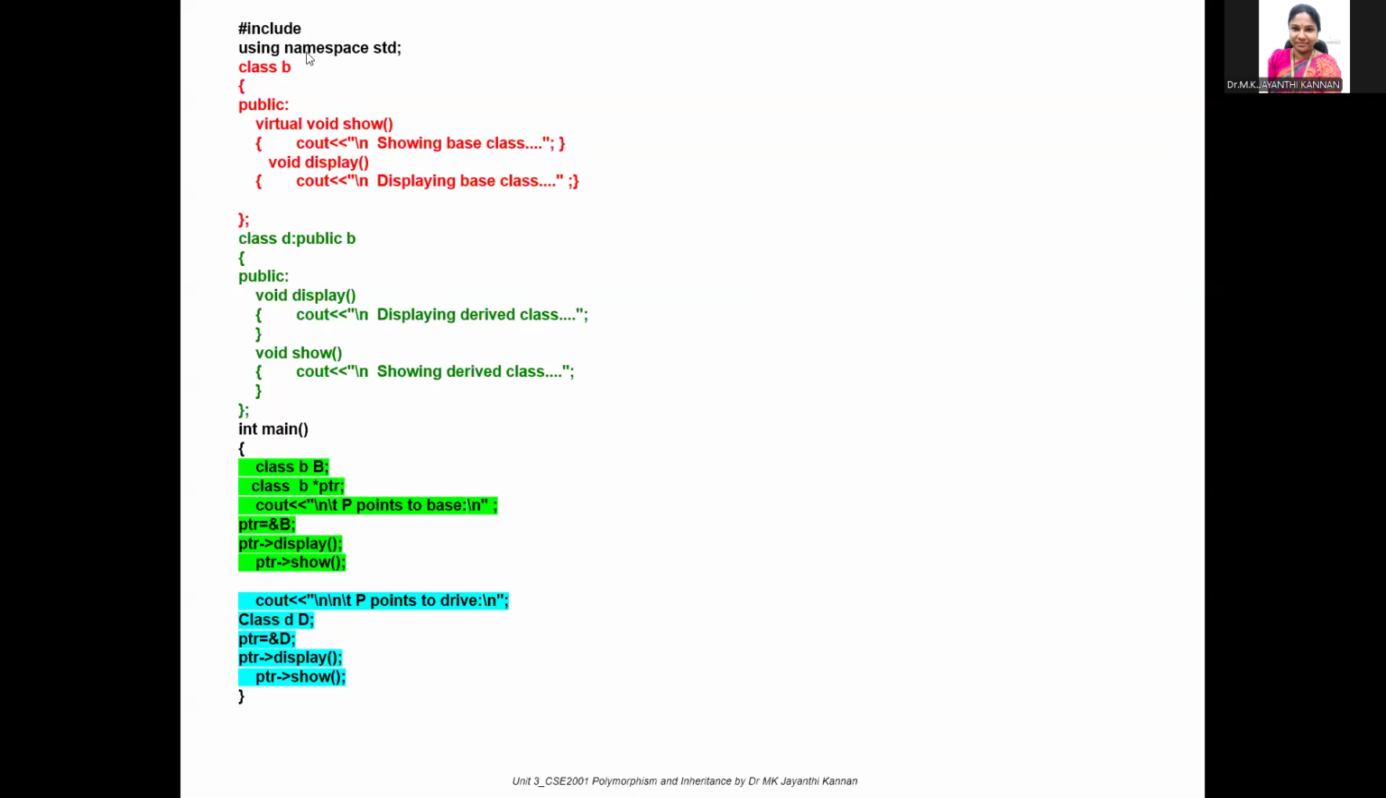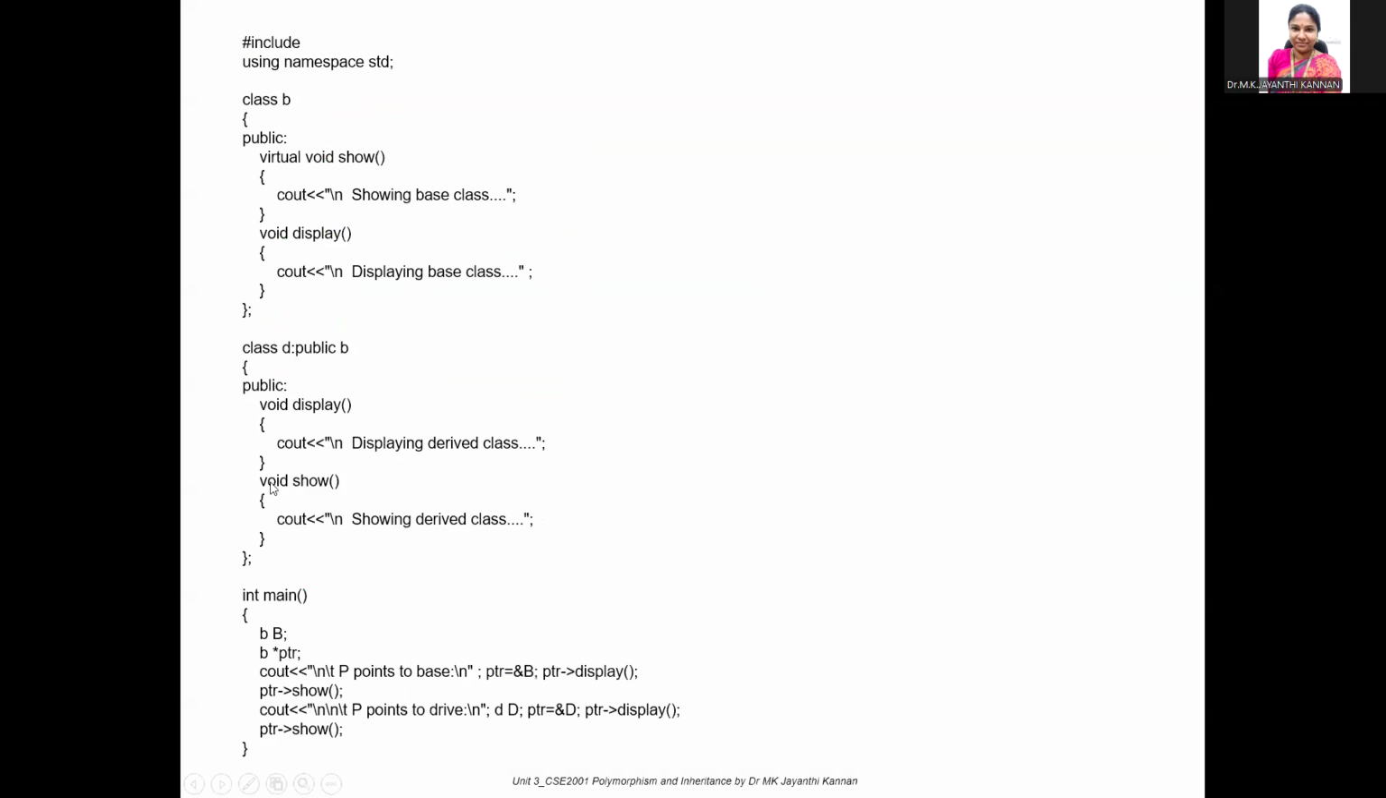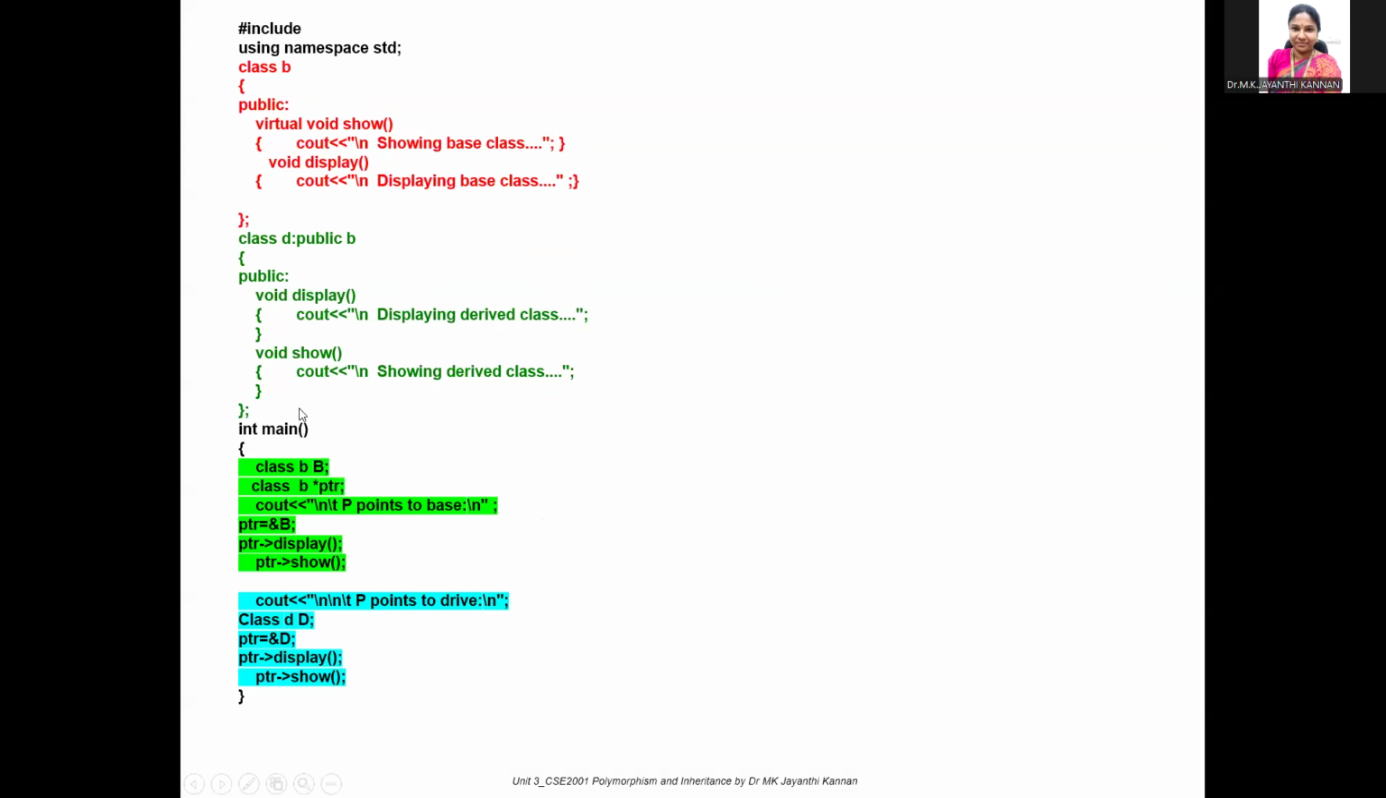So we have base class B and derived class D, and in the main program, we are creating class B object B and a pointer object, class B star PTR, and the address of object B is assigned to the pointer variable. Through the pointer variable, dynamically, we are using the pointer member access operator, hyphen arrow. Through that, we are calling the display function of the base class, that is the display function as well as the show function.